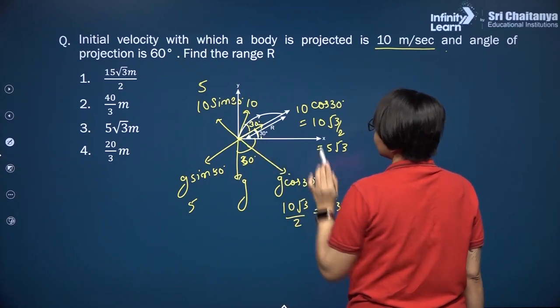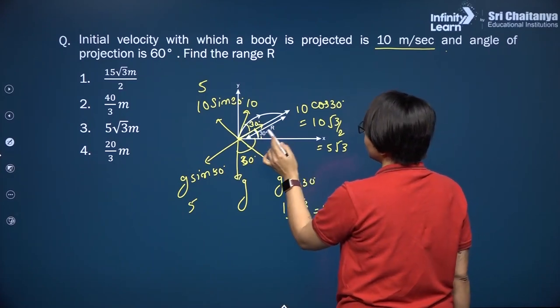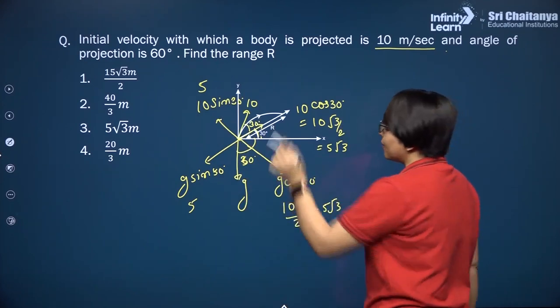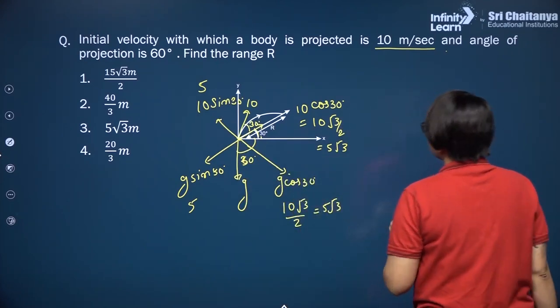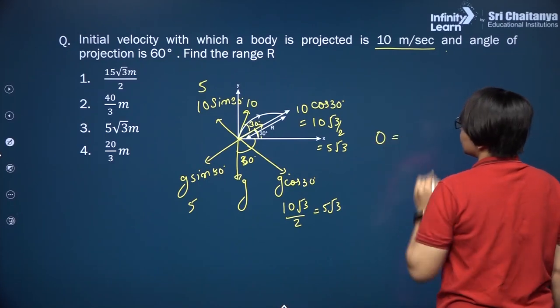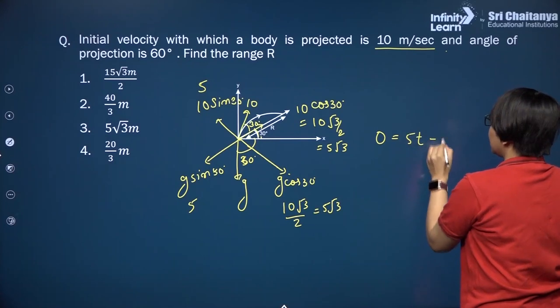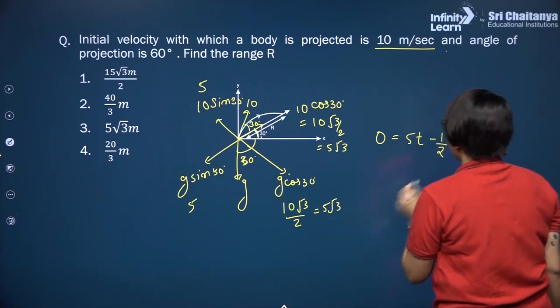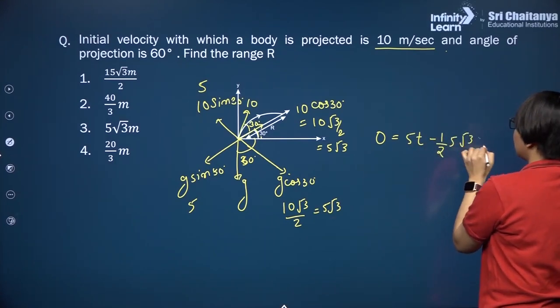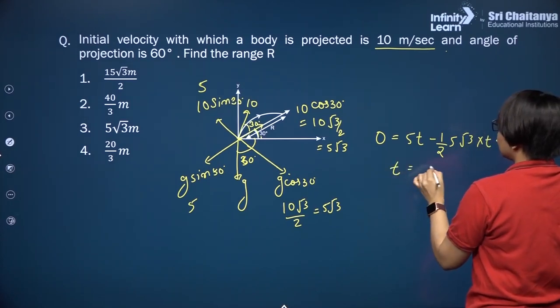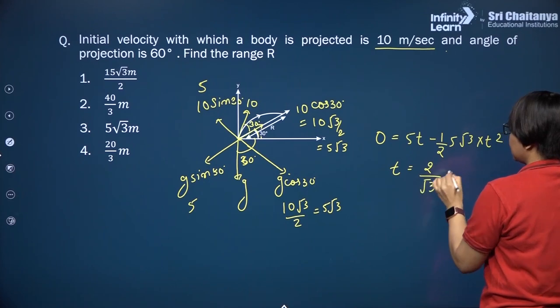the displacement along the incline will be equal to range, and displacement perpendicular to the incline will be 0 for complete motion, right? So we can write displacement is equal to 0, that is velocity perpendicular to incline, which is 5t, minus half a t square, a is 5 root 3 into t square. So this will give you time as 2 upon root 3 seconds.